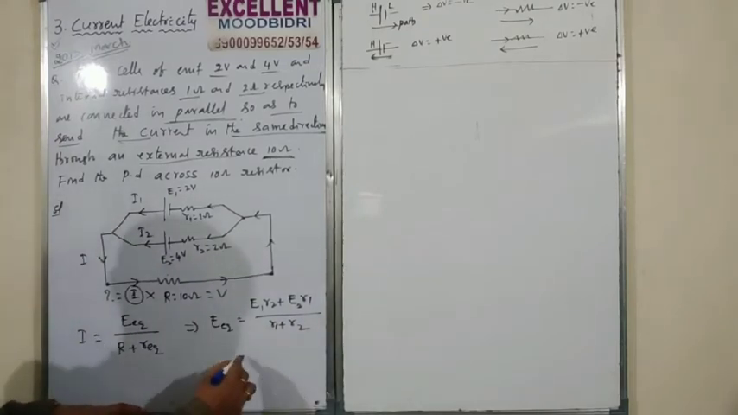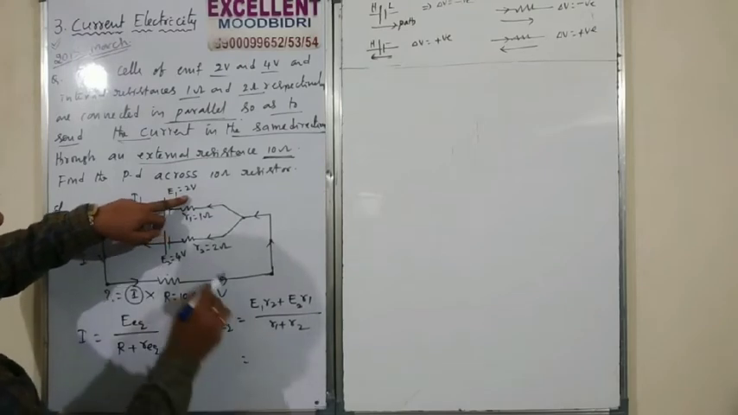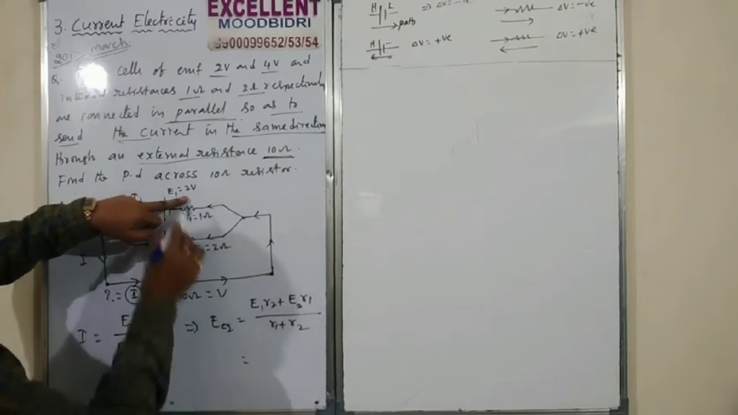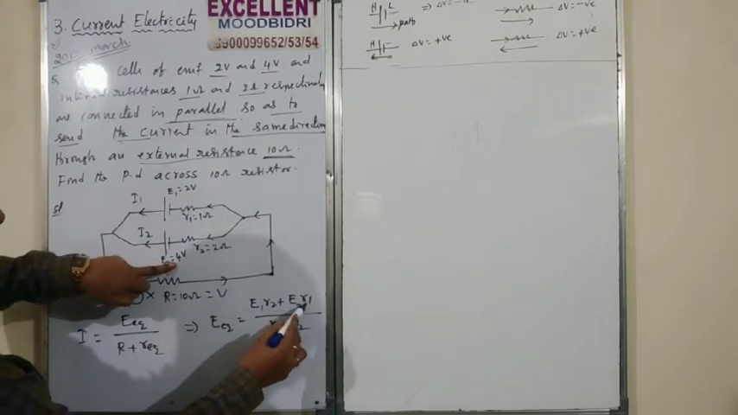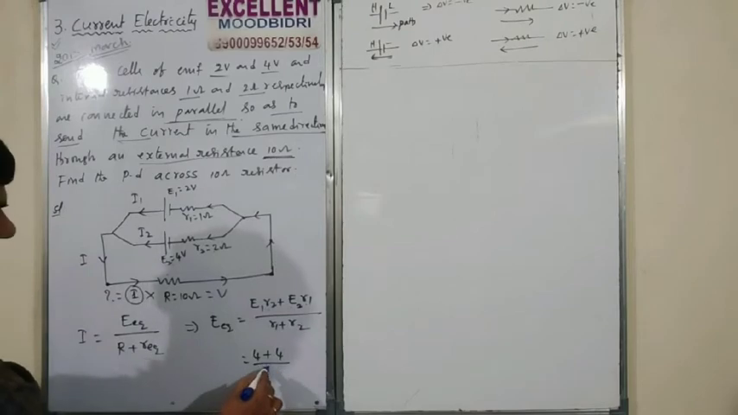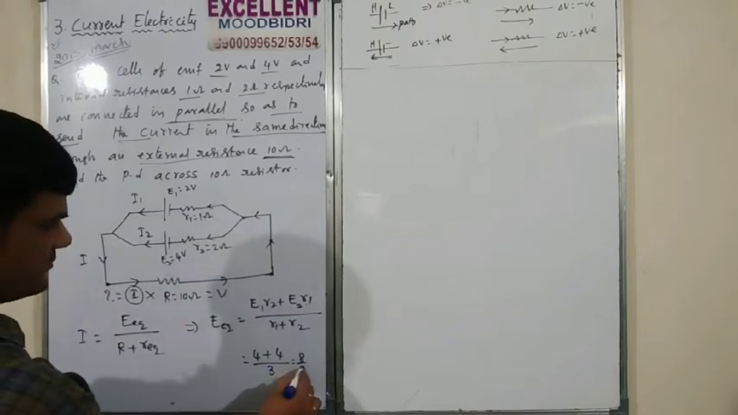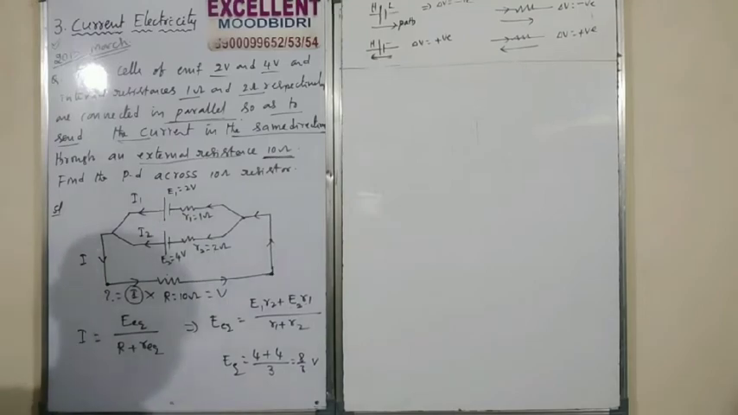Correct? So find it. E1 is equal to 2, R2 is 2, E2 is 4, R1 is 1. So 2 into 2 plus 4 into 1, divided by 1 plus 2, which is 3. So 8 by 3 volt. What is this? E equivalent. Similarly, R equivalent.